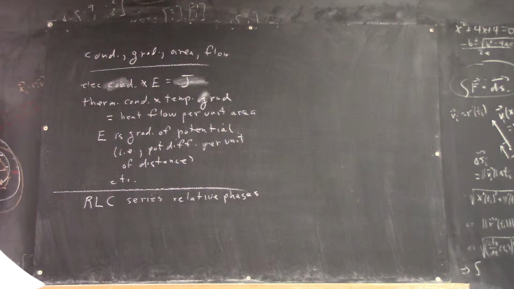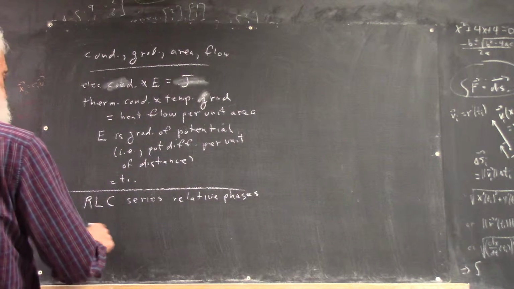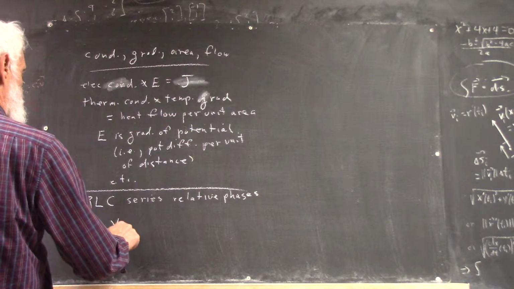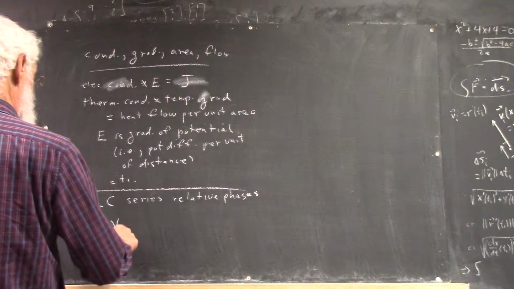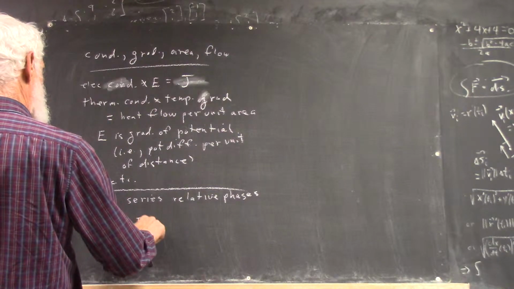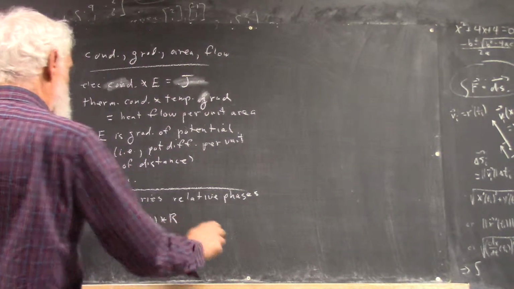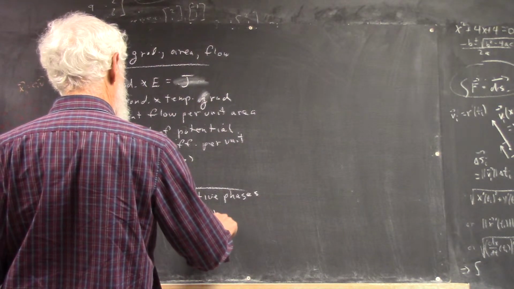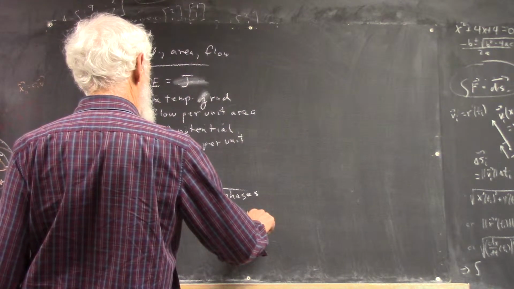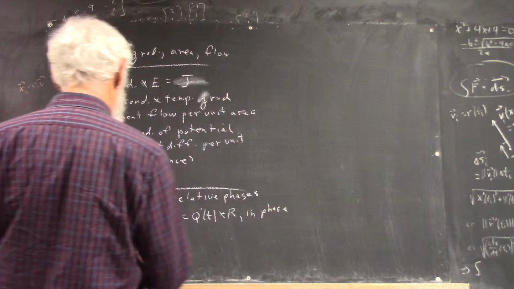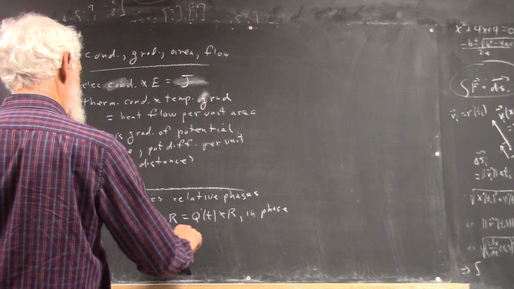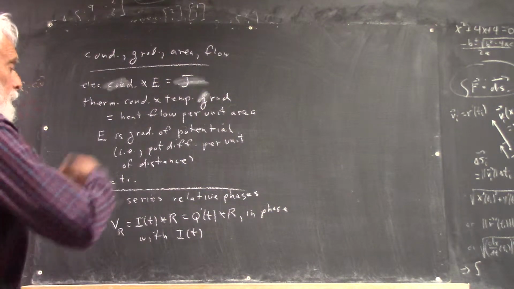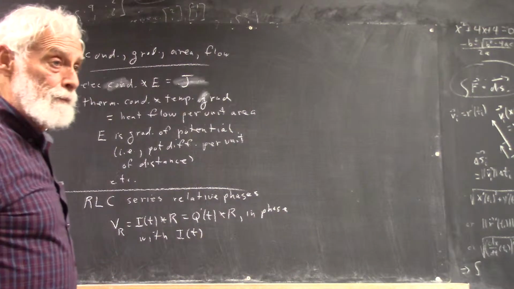Relative phases. Okay? We did this previously, I think, last time. Voltage across resistors, I of T times R, and it's in phase with I of T. Okay? And we're assuming an alternating current, a sinusoidal current.